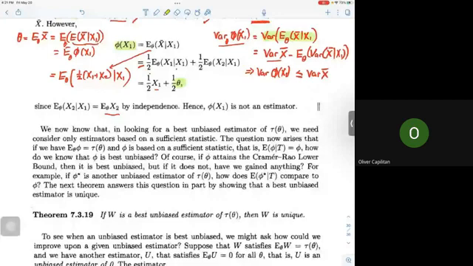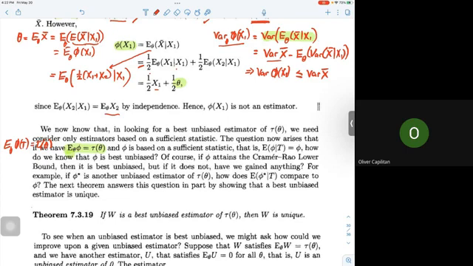The question now arises that if the mean of phi is equal to tau of theta, supposedly, para klaro yan, the mean of the function of our sufficient statistic is equal to tau of theta. Parang ganun yan. And theta is based on the sufficient statistic. Yan sabi na. Theta is based on the sufficient statistic.